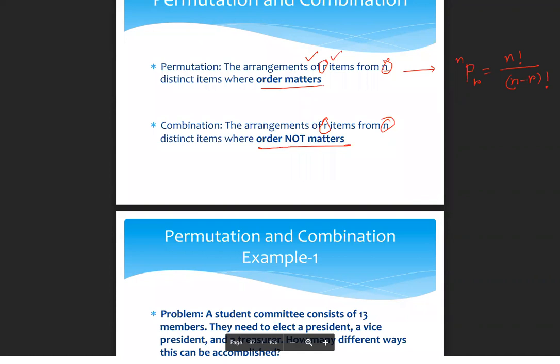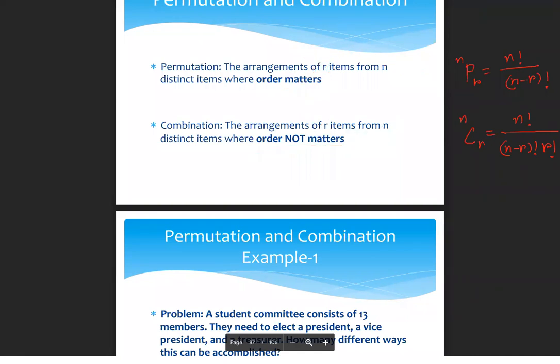For combination, we write NCR. Again, combination of R items from N distinct items. It's N factorial divided by N minus R factorial times R factorial. So that's what the permutation and combination formulas are. Now let me go ahead and give you a couple of examples. I think that's going to help you.